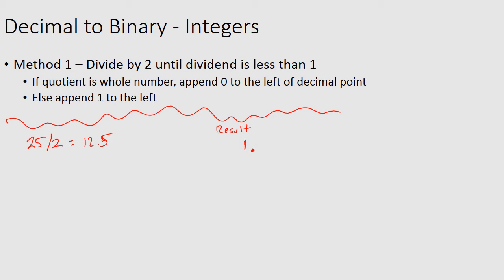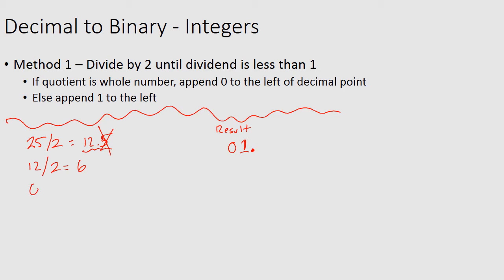So we append a 1. Then we take that number and we cut off the 0.5 if the 0.5 exists. Otherwise, we just take the number and we do the process over again, 12 divided by 2. And if it is a whole number, in this case it is a whole number, we are going to append a 0 to the left of the previous number, and not the left of the decimal point. So it will be 0 to the left of the 1.